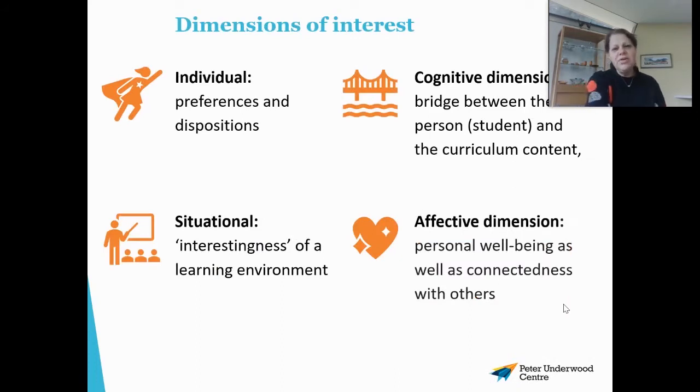Research on interest shows that there are several dimensions. And just as a side note, at the end of the presentation, I will provide some links to sources, which will then link through to all of that research that I'm drawing on. So interest may be individual, based on individuals' own preferences and dispositions, or interest may be based on the situation and the interestingness of the particular learning environment. It has both a cognitive and an affective dimension, and of course those are interlinked.